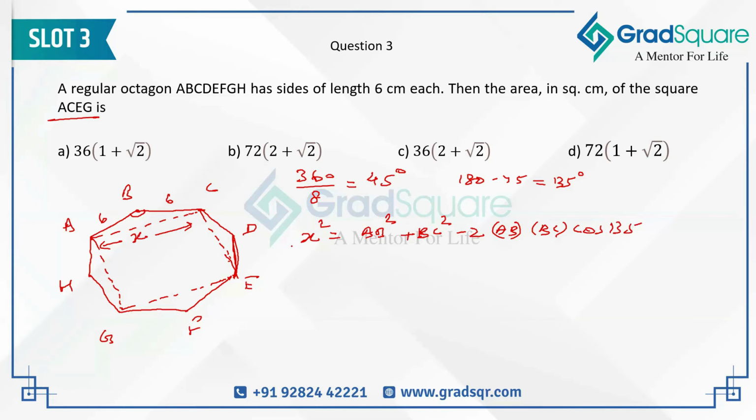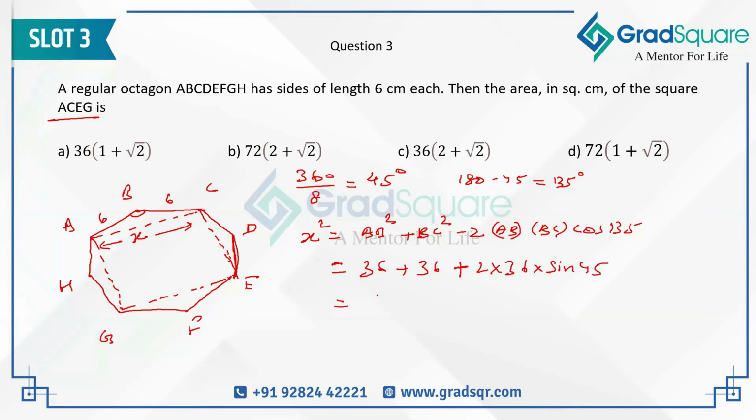Now we need the value of x square effectively because we are looking at the area. So if I'm able to solve this equation, I should be able to answer the problem. Now AB is 6 units, BC is also 6 units. So this is going to be 36 plus 36 minus 2 times 6 into 6 again, so that is also giving me a 36, and cos 135. Cos 135 is effectively going to be cos of 90 plus 45. Cos of 90 plus theta is minus sine theta. So this minus then becomes plus, and it becomes sine of 45 degrees.